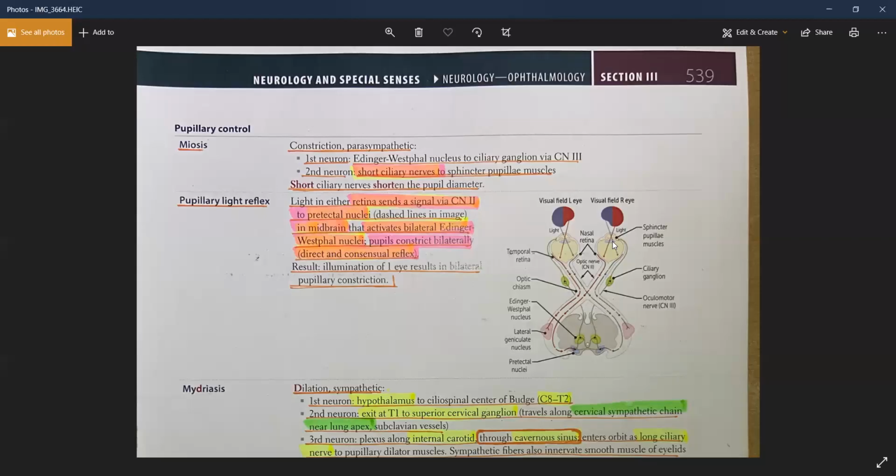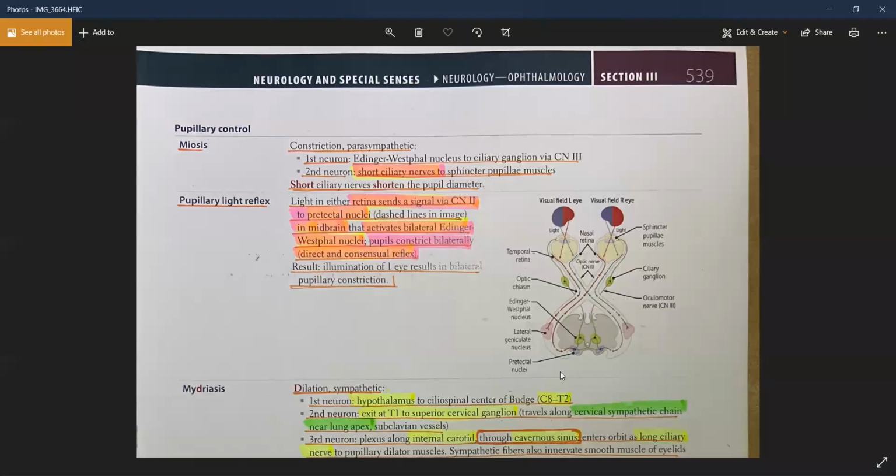So you have two limbs. One is the afferent and one is the efferent, just like any other reflex pathway. For the afferent limb, you have the second cranial nerve, the optic nerve. The optic nerve will take all the information from the retina, and finally it will reach the pretectal nuclei. It will send the signal to the pretectal nuclei, as you can see.